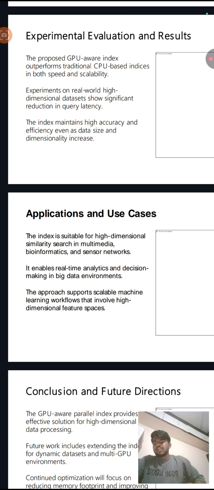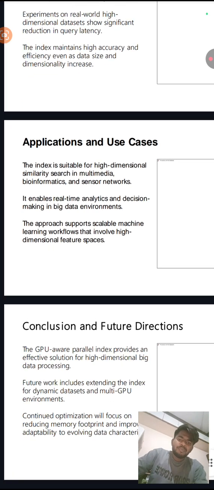Useful tools and libraries. FAISS is the Facebook AI Similarity Search library with GPU acceleration. cuML, part of RAPIDS, offers GPU accelerated machine learning and indexing. Potential research contributions: proposing a novel GPU parallelized index structure, for example a GPU HNSW hybrid index. Trade-off studies of accuracy versus performance versus memory. Applications in real-world domains, for example bioinformatics, NLP and computer vision.